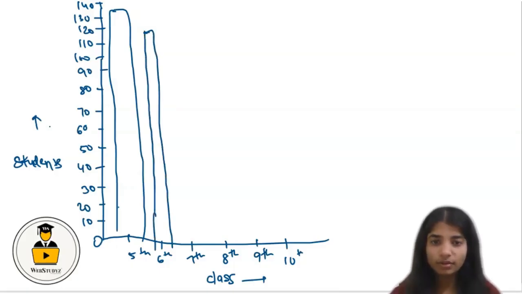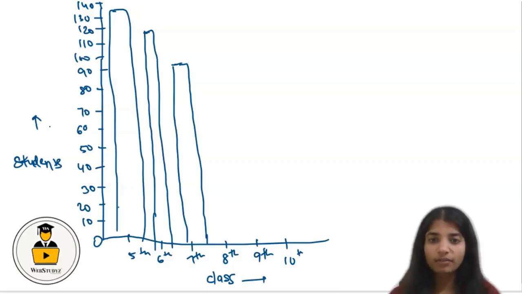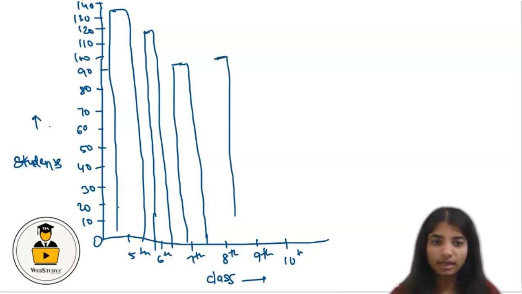Now we are discussing class 7. For class 7 we have 95 students. 95 is in the middle of 90 and 100. So for class 7 we have 95 students. So this is for 95. Now for class 8 we have 100 students. So this is 100. Class 8th has 100 students.